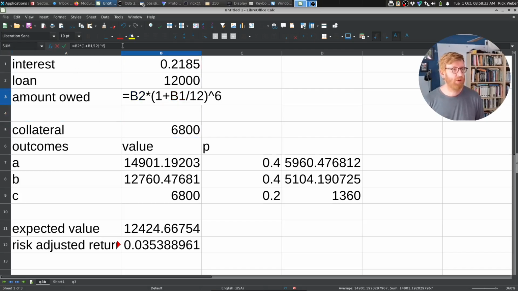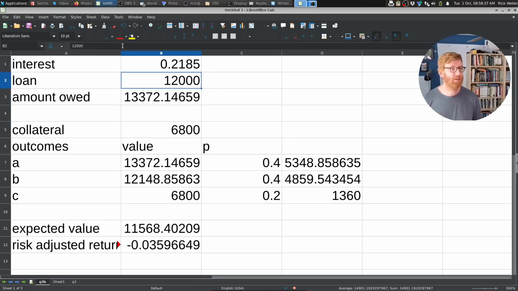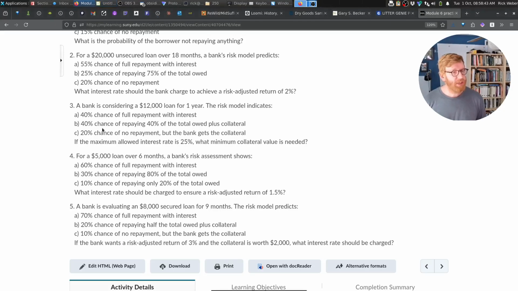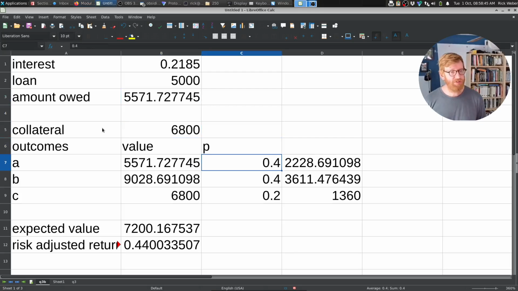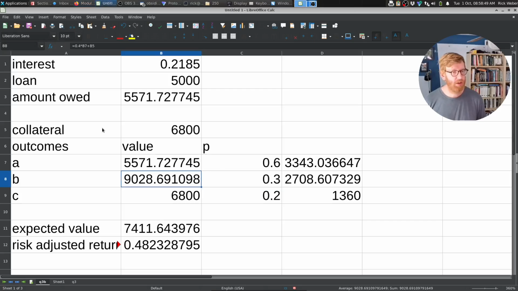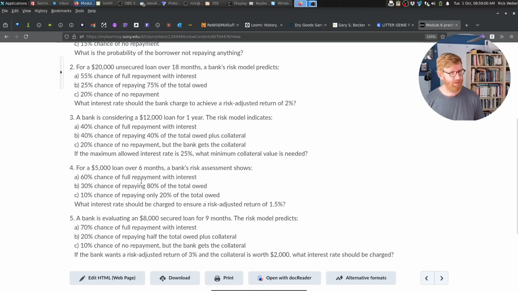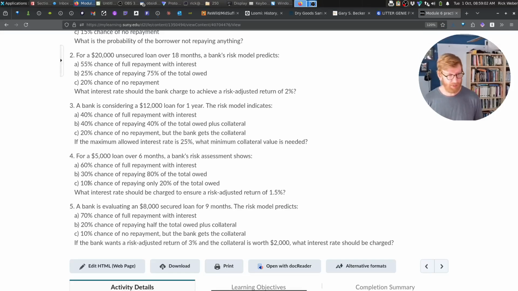Amount owed, 6 months. Monthly interest over 6 months. This was a $5,000 loan. And we've got a 60% chance of full repayment, 30% of 80% repayment, and a 10% of 20% repayment. 60 plus 30 plus 10 adds up to 100.